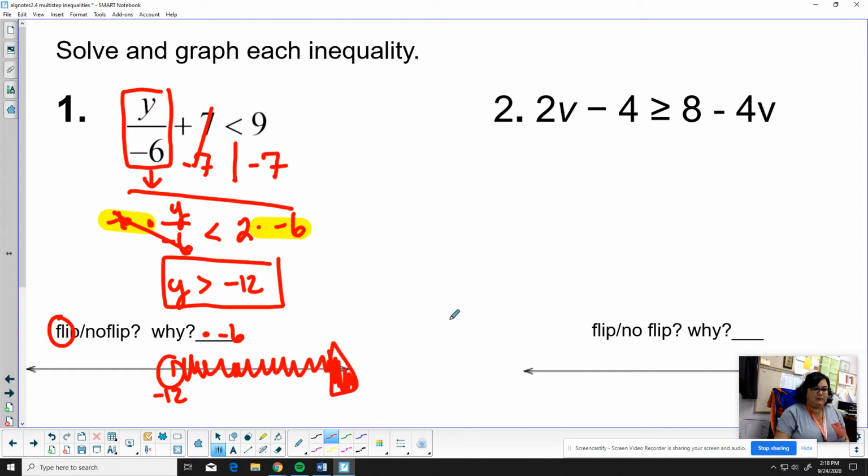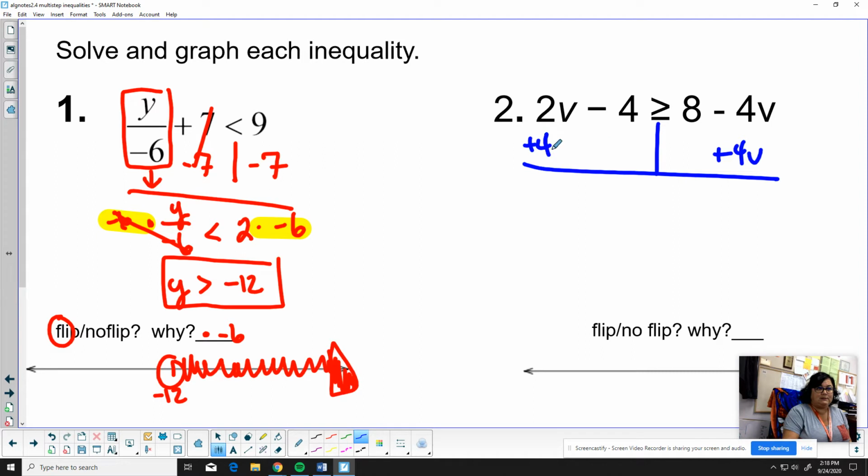All right, let's do this one. Notice that variables are on both sides here. We've got a v in the front and a v in the back. So we're going to make a t. And I think I'm going to go ahead and add 4v. That'll put v in the front, which is where I want it. So 2v and 4v is 6v. The -4 drops down. Greater than or equal to drops, and the 8 also drops down.